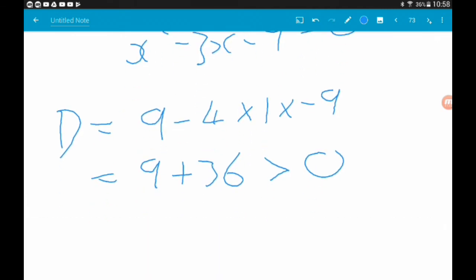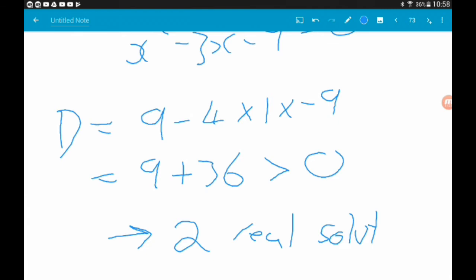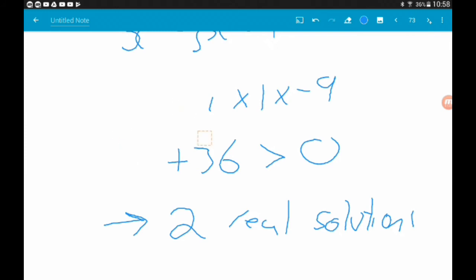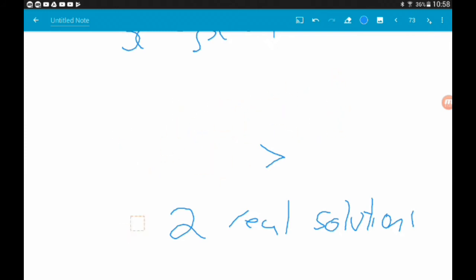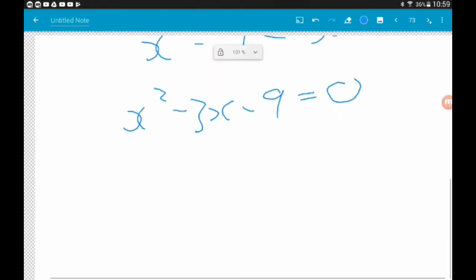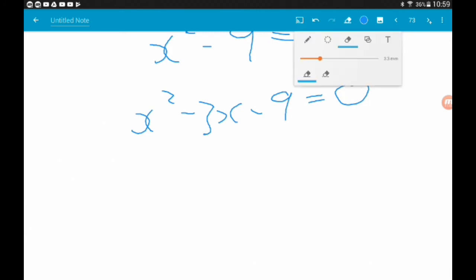So this implies that there are two real solutions. But I don't think they're going to be very nice. So let's use the quadratic formula to solve this guy then. So let's get rid of this stuff. Okay, so using the quadratic formula then, let's change colour.